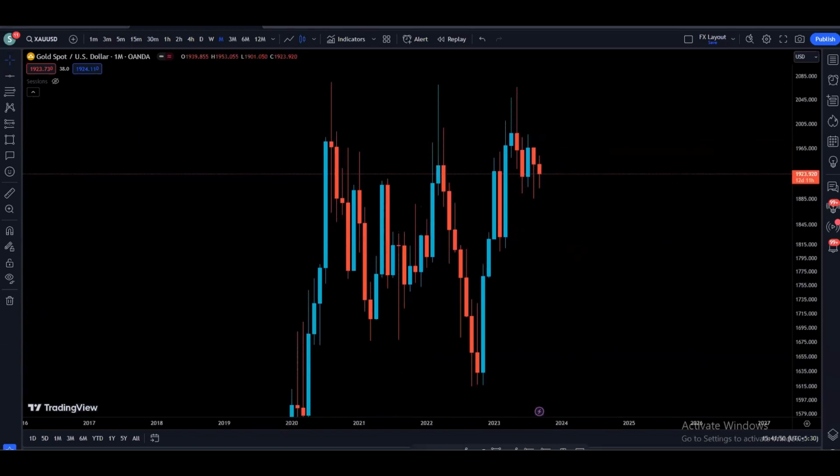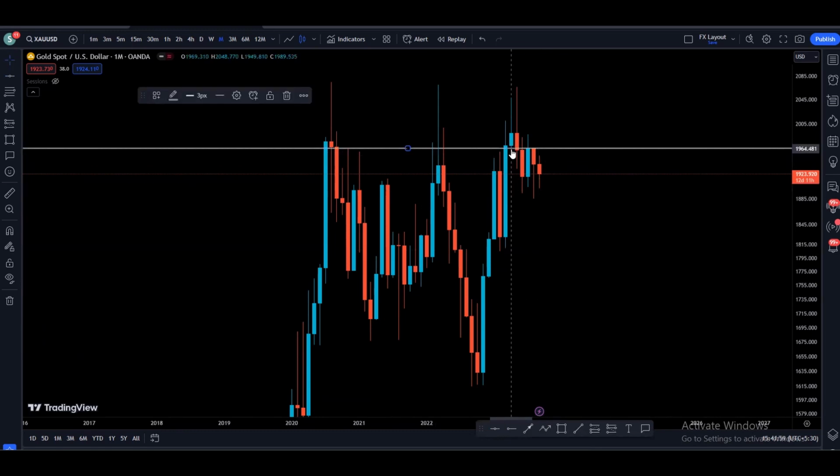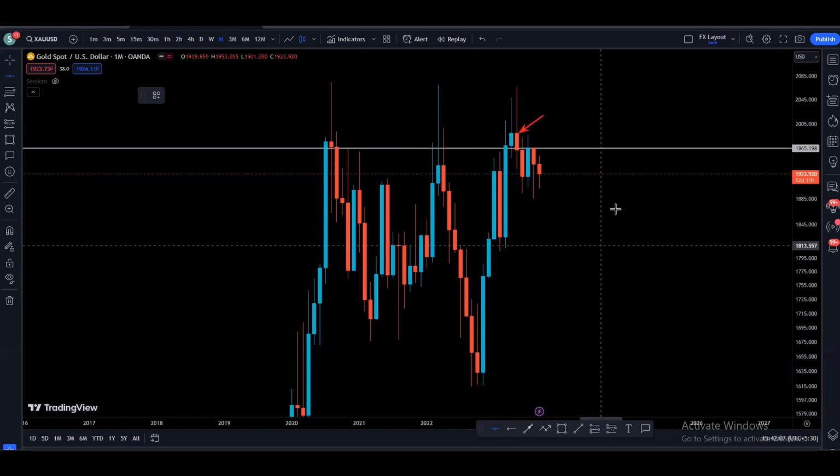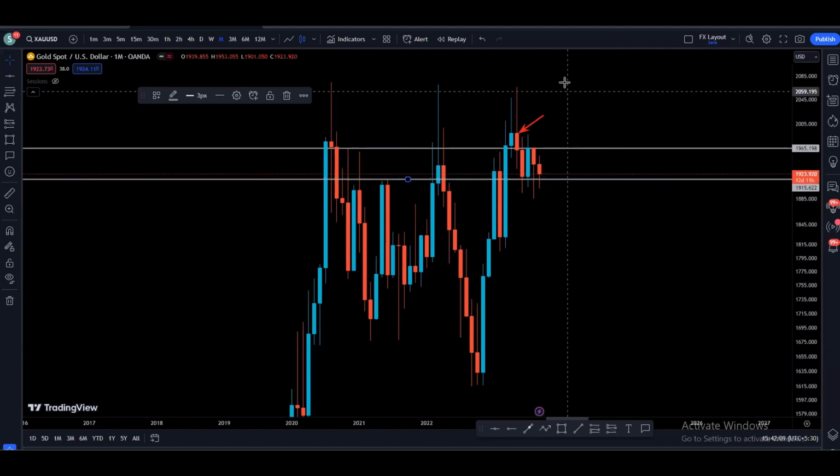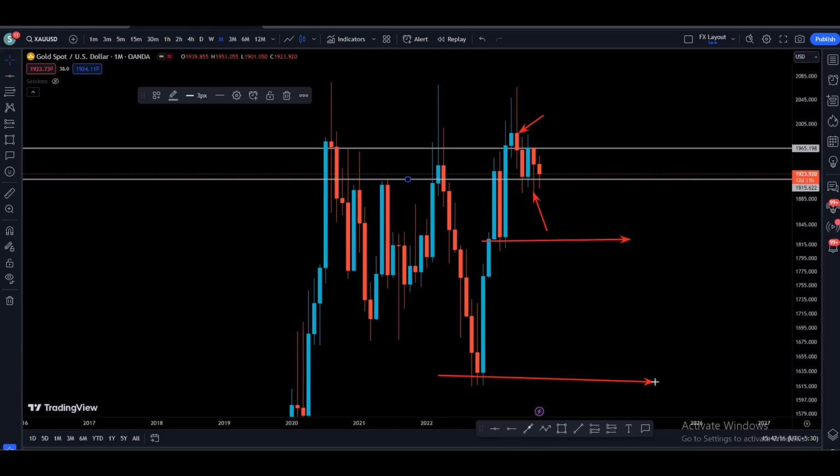So we have this monthly resistance right here, which is below this previous resistance, right? And also we have a support right here, and there is another support right here, and then more support to the downside, right? So we know this is the situation on the monthly time frame.